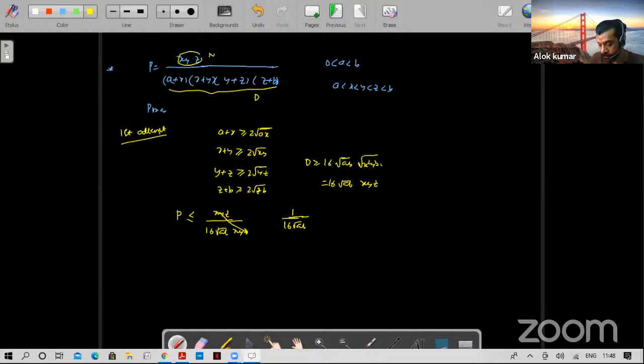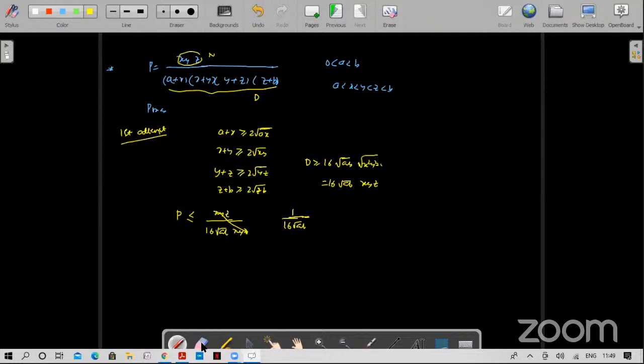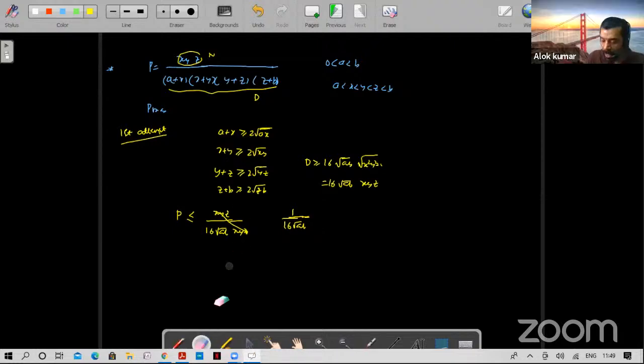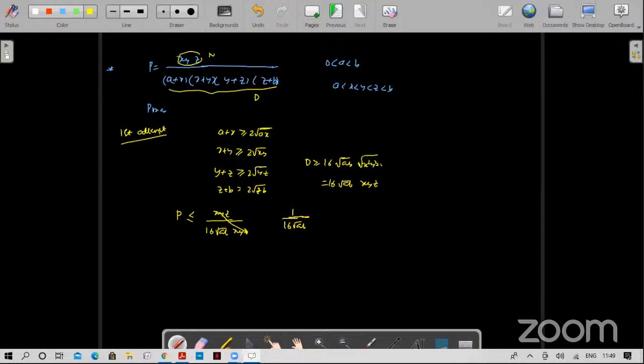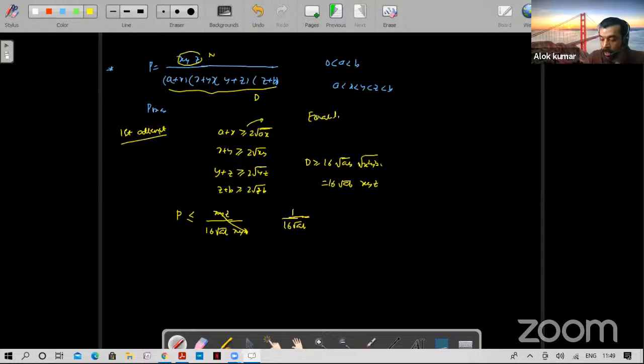But that is wrong. So those who are doing it the first time will think that nothing is wrong here. But the point is that you are using AM-GM or any inequality four times. So at each stage, equality must be honored. Equality must be honored. Otherwise, it is a strict inequality. So no use. Equality is not attained.